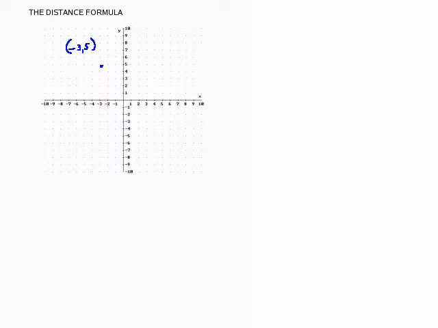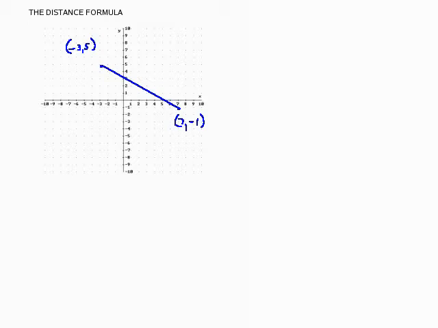And then I will pick a point in the fourth quadrant just to scare y'all. How about 7, -1? And I'm just making these points up here. I could pick any 2 points on the graph. And let's just connect them with a little line segment here. Now the distance formula is going to allow us to calculate the distance between these 2 points.